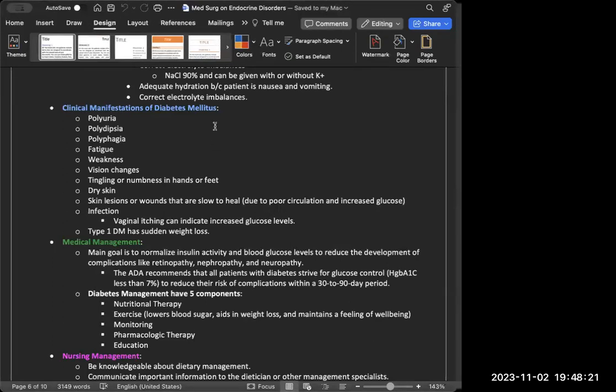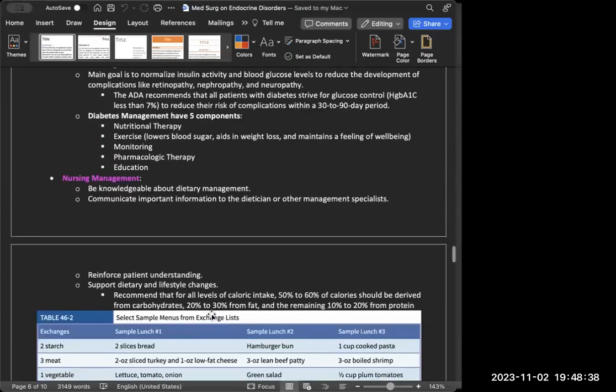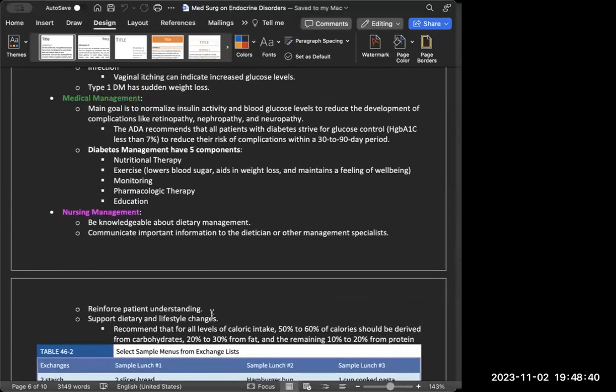So we tell them to check their feet every single day because they have numbness and tingling in their feet. They can't feel sensation. So sometimes they might cut themselves and they might not know they cut themselves. So they must check their feet every single day. Okay. Now we're going to get into some of this medication management, right?